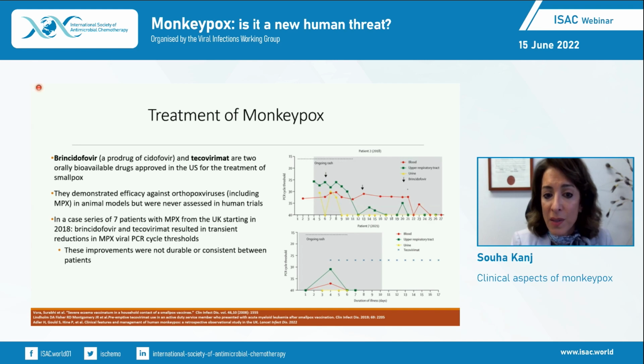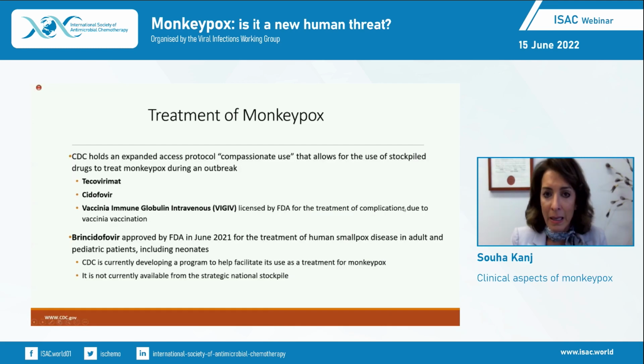In a case series of 7 patients with monkeypox from the UK, starting in 2018, brincidofovir and tecovirimat resulted in transient reduction of the monkeypox virus PCR cycle thresholds, as you see in these 2 graphs. But these improvements were not durable or consistent between the patients. As you see, we had virus PCR spiking again.